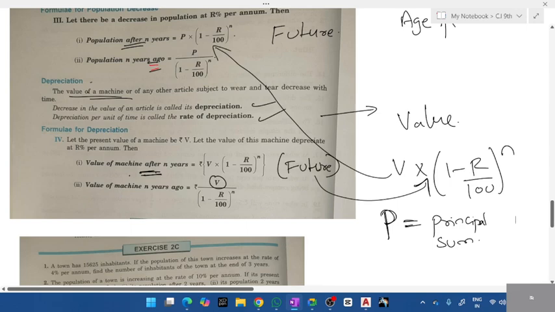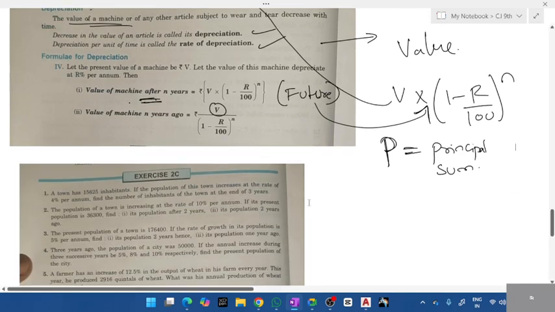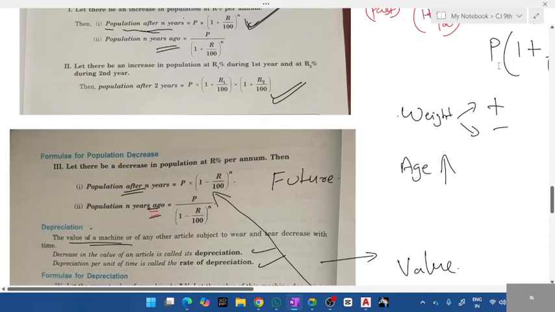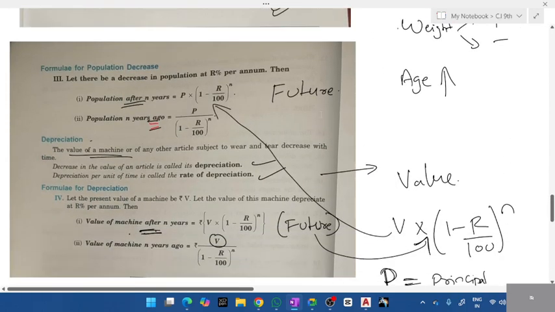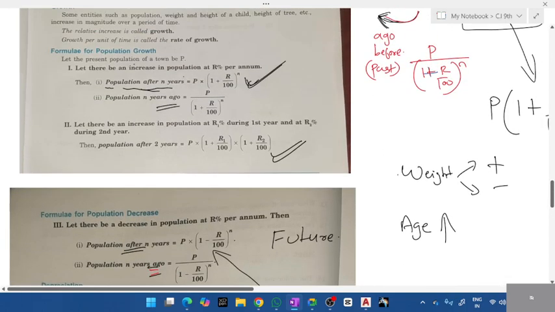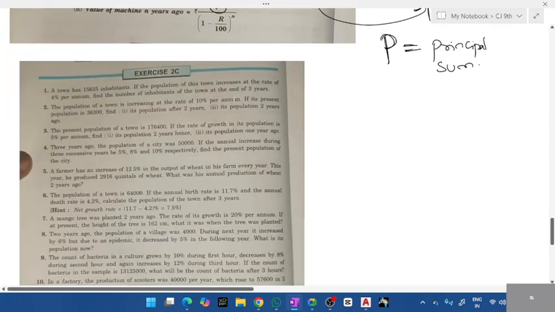For future it is multiplication, for past tense it is division. Appreciation, I mean growth, and depreciation. Is this clear? Did all of you understand the formulas? Fine. Now we'll solve one question. When we solve one question, you'll understand the first one.